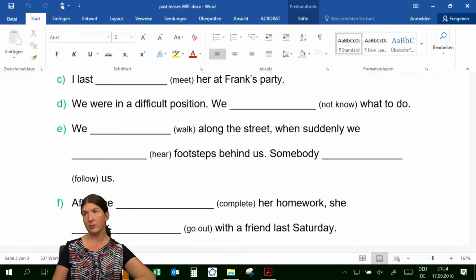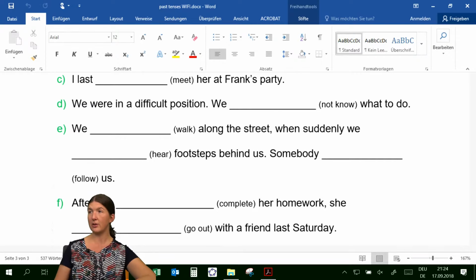So we heard footsteps while we were walking along the street. Somebody was following us. To add some more drama to the whole thing, I would have an ing form here as well: somebody was following us, because you want to emphasize that there's a longer action here as well. So we were walking, heard, was following.